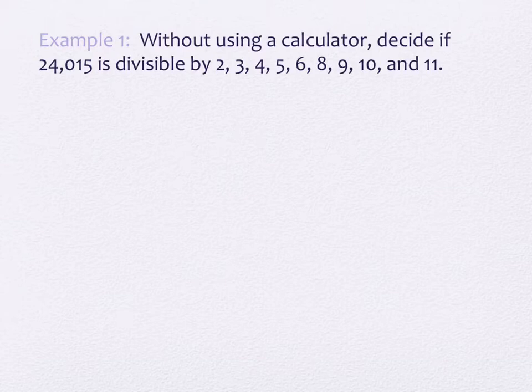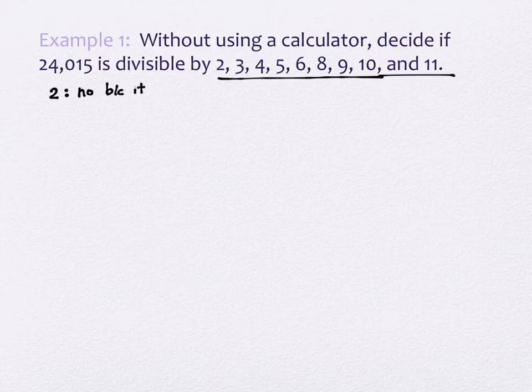Okay, so we've got the number 24,015, and we've got a list of numbers that we're testing for. Oops, and 11 over there too. And we want to know if it's divisible by each. So does this divide by 2? No. Why not? It doesn't end in a 0, 2, 4, 6, 8. So it ends odd. I'm going to write justifications on these. This doesn't work.